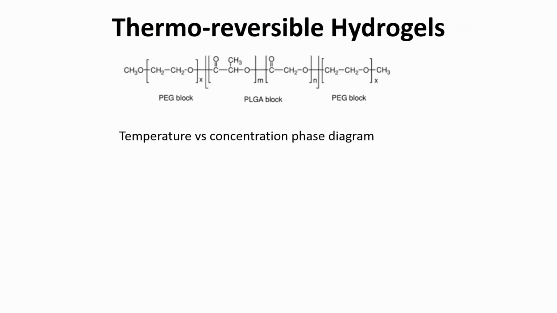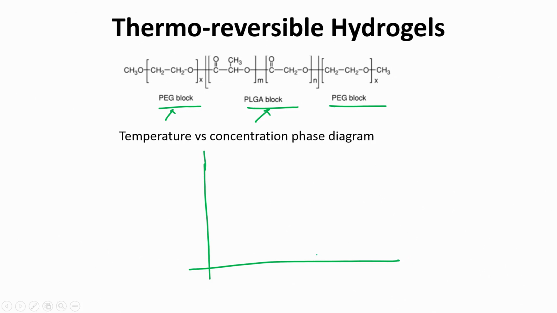So, here is an example, this is a PEG block, it has a PLGA block, here is a PEG block again. So, this is a PEG, PLGA, PEG copolymer, and in this case you will find that this will again act as a sol-gel because it has both the hydrophilic and the hydrophobic component. And if I have to draw a temperature versus the concentration phase diagram of this polymer, when I say phase diagram, I am saying phase diagram between the sol and the gel phase. So, solution and gelation.